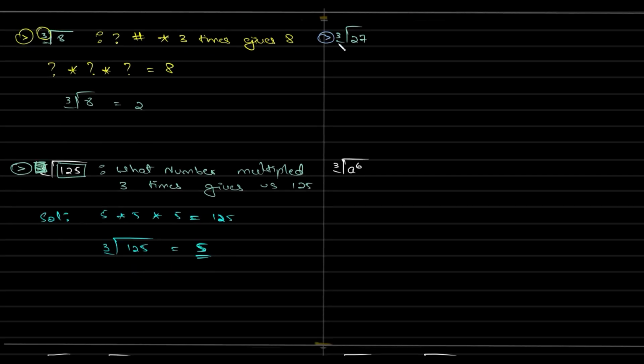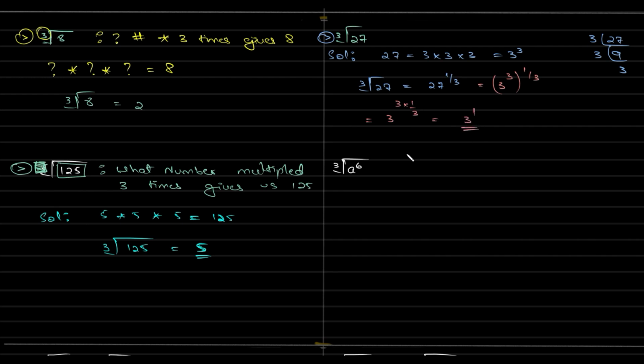So of course, we can figure out what it is easily, but I would like to do the prime factorization way. So prime factorization of 27 is 3 9s are 27, 3 3s are 9. So 3 into 3 into 3, that is 3 cube. So I can write cube root of 27 as 27 to the power of 1 by 3, and 27 itself can be written as 3 to the power of 3, all to the power of 1 by 3. So this is 3 to the power of 3 into 1 by 3, which is nothing but 3 to the power of 1. Done?